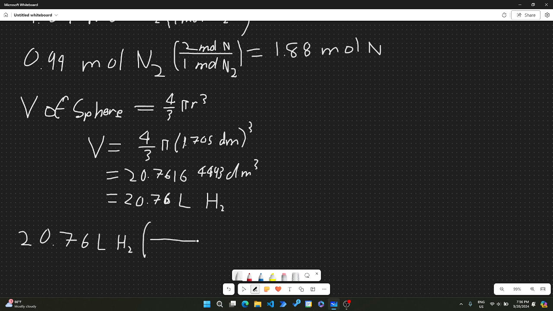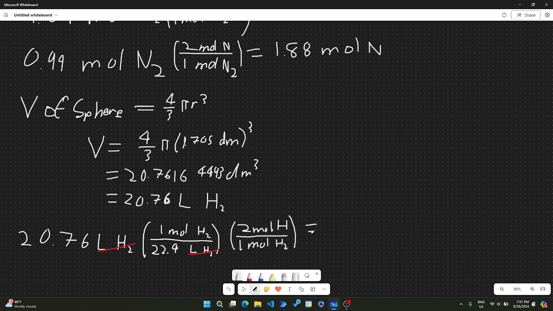we can divide this by 22.4 liters per mole of gas. So this is liters H2, but this would work for all gases. So our liters H2 cancel, and we're left with moles. But we don't want moles of H2, we want moles of hydrogen by itself. So for 1 mole of H2, there are 2 moles of hydrogen. And remember, that's because the subscript for hydrogen in this molecule is H2.